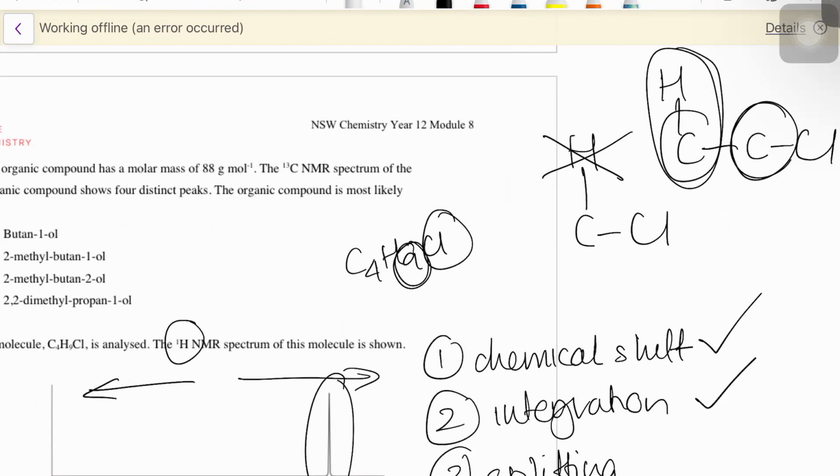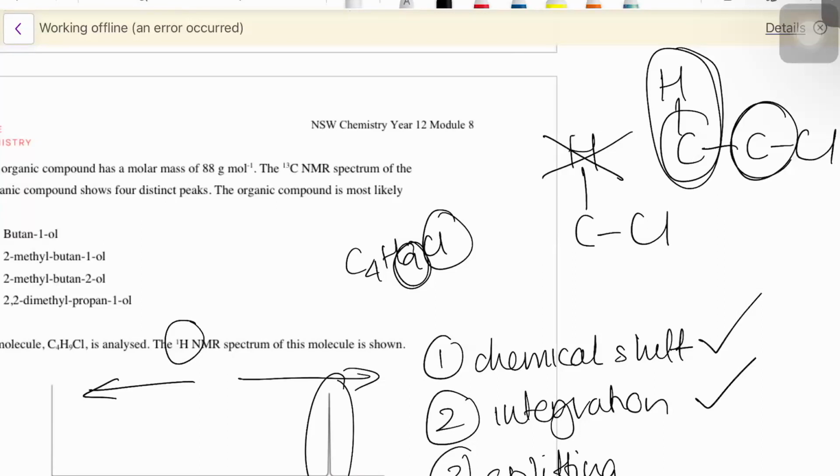So that's integration. Number 3, splitting. Because all of my hydrogens show one signal, there is not going to be any splitting. What that tells me is, because there's no splitting, my hydrogens have no neighbors. Remember, neighbors are the hydrogens in the carbon next to my house. Just to reiterate, I live in a carbon house. My neighbors are the hydrogens in the next carbon.